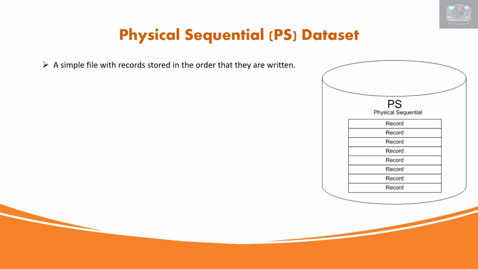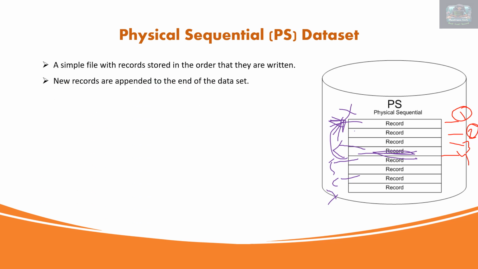If this is the first record, the second record, when written, will go here. The third record is written here. Even if the fourth record is deleted, the next entered record will not go there. The next entered record will come here, the fifth one, sixth one, seventh one. Even if it is deleted, that place will be empty, and it won't be used by the newly coming records. So the new records are appended at the end of the dataset. Whatever new data you are writing will go at the end of the dataset.